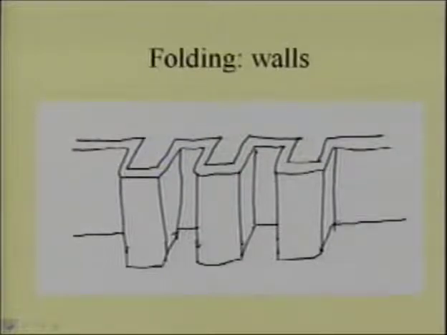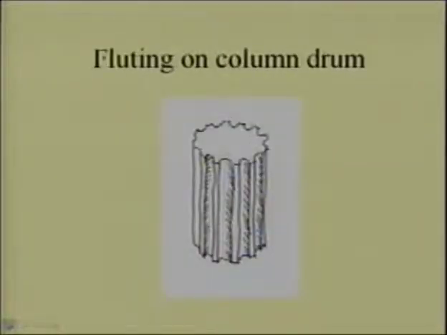Here is a folded wall that can be a result of the type of compression that I talked about. Here is a radial along the circumference. Folding along the circumference will create fluting on a column drum. Why do we have fluting? Well, because it is one application of the push along the circumference of an architectural element.